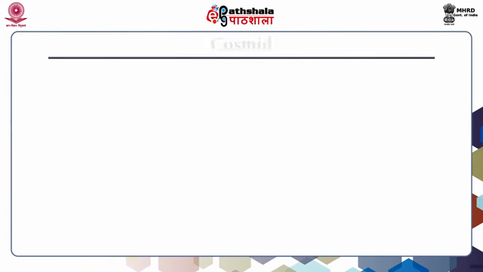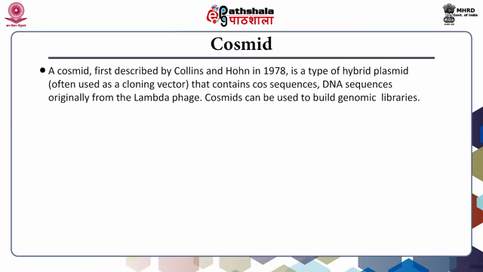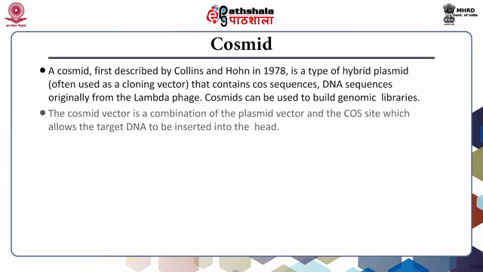Now we will see what is a cosmid. A cosmid, first described by Collins and Hohn in 1978, is a type of hybrid plasmid often used as a cloning vector that contains cos sequences, DNA sequences originally from the Lambda phage. Cosmids can be used to build genomic libraries. The cosmid vector is a combination of the plasmid vector and the cos site, which allows the target DNA to be inserted into the head.